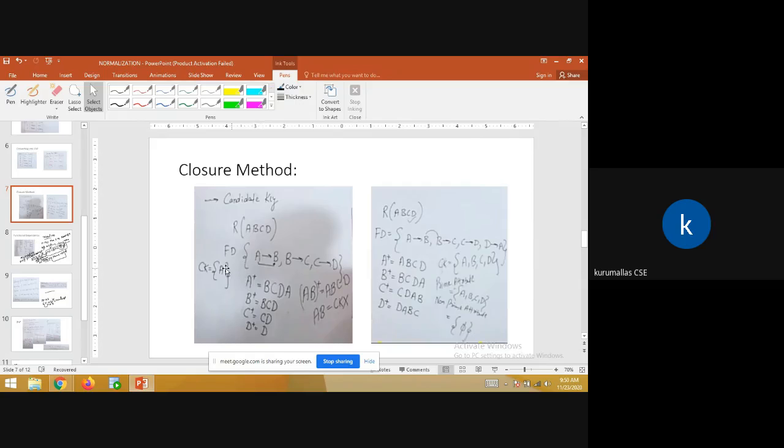Whereas in the other case, A is the candidate key. The remaining attributes are not keys, so the prime attribute is A, and the remaining are non-prime attributes B, C, D. Then you answer what is prime attribute and non-prime attribute.